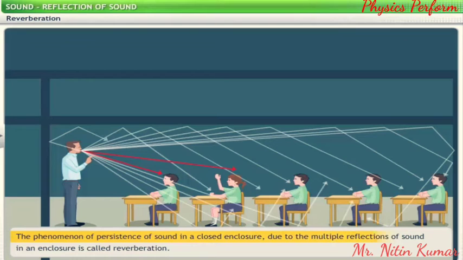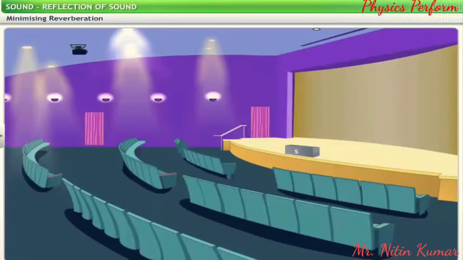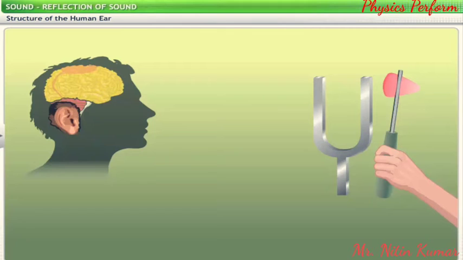This phenomenon of persistence of sound in a closed enclosure, due to the multiple reflections of sound in an enclosure, is called reverberation. Reverberation is generally minimized in auditoriums by covering the walls, the ceiling, and the flooring using sound-absorbent material like cardboard, thick curtains, and fiber.